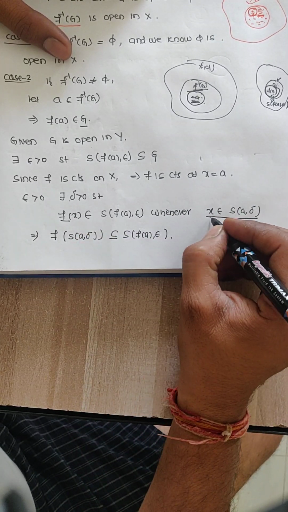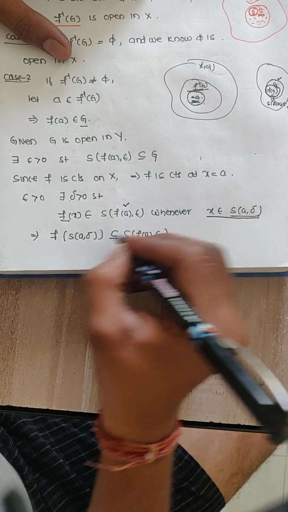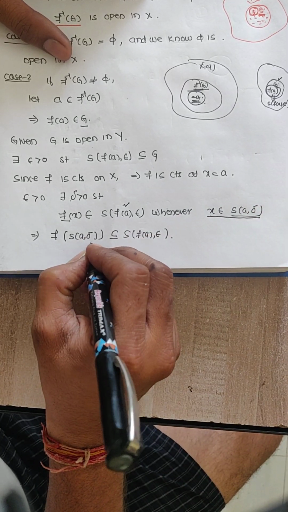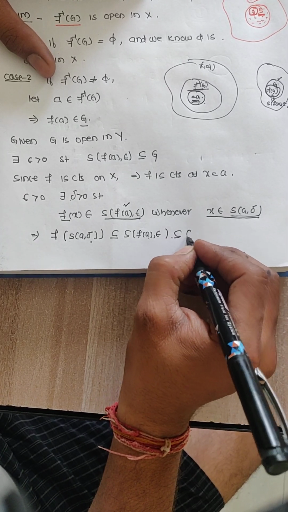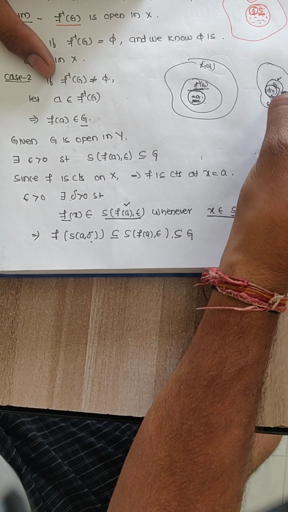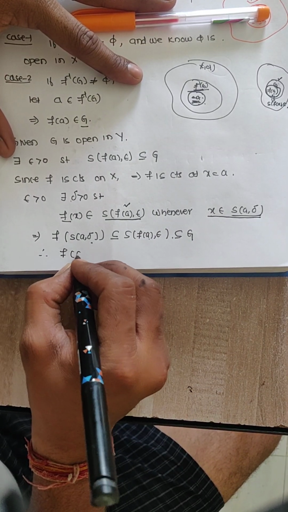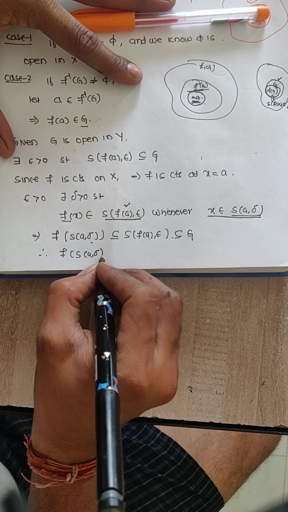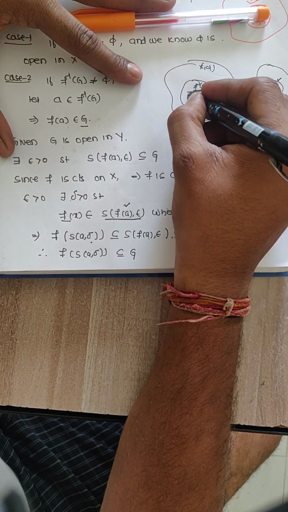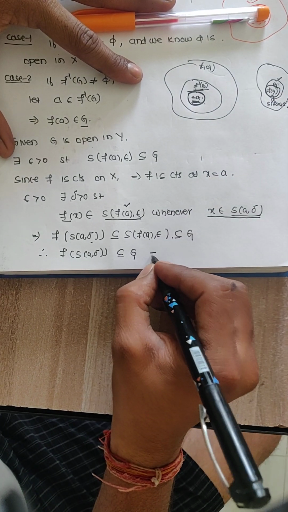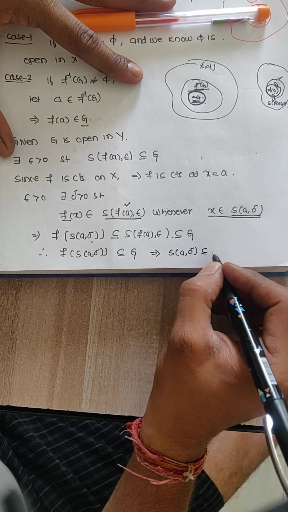Because every point's image is falling in G, it means the set of all image points f of S of A delta lies inside G. Hence I can say that f of S of A delta is contained in G, meaning its image is inside G. This implies that S of A delta is contained in f inverse G.